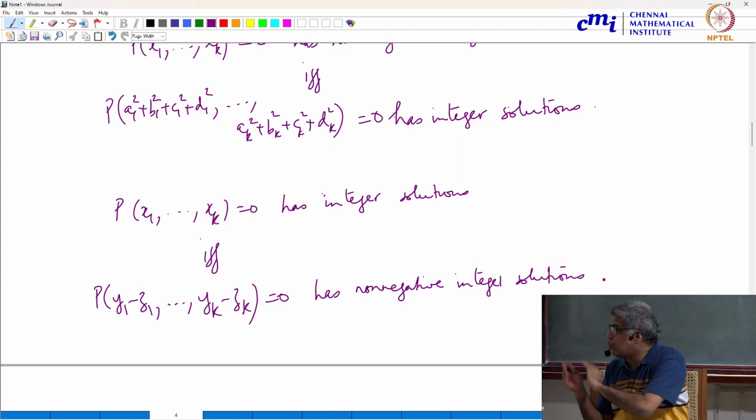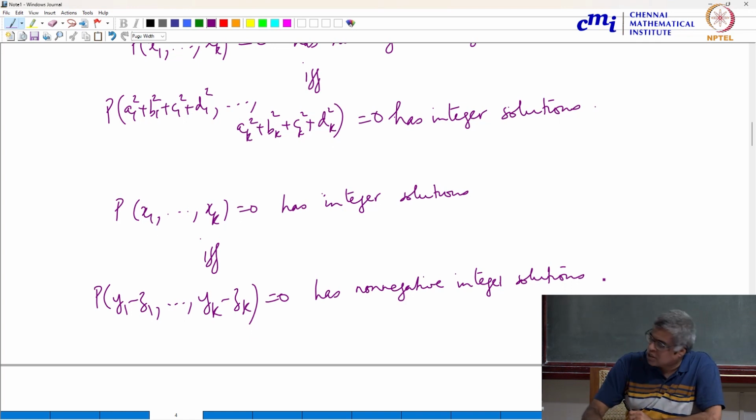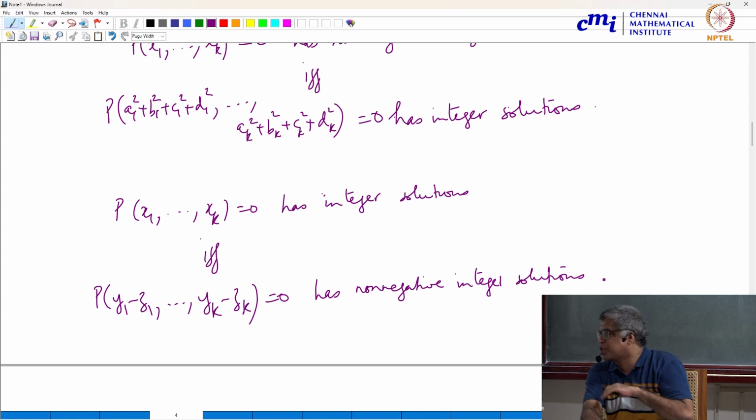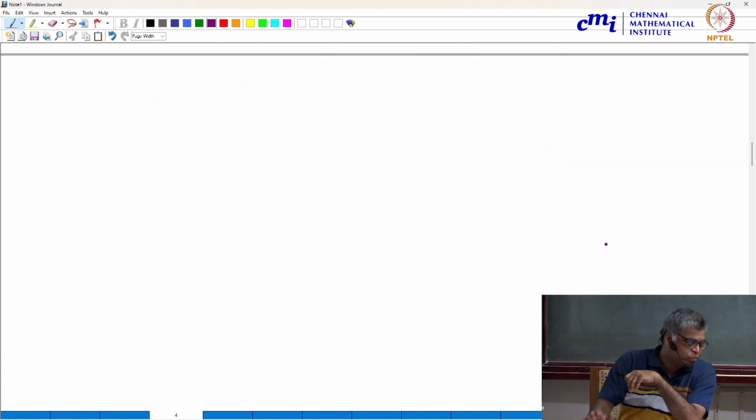So henceforth we will only look at polynomial equations with integer coefficients, and we will ask for solutions in N, natural numbers. And this is the problem that we will show has no solution at all. There is no algorithm which will in general solve this.